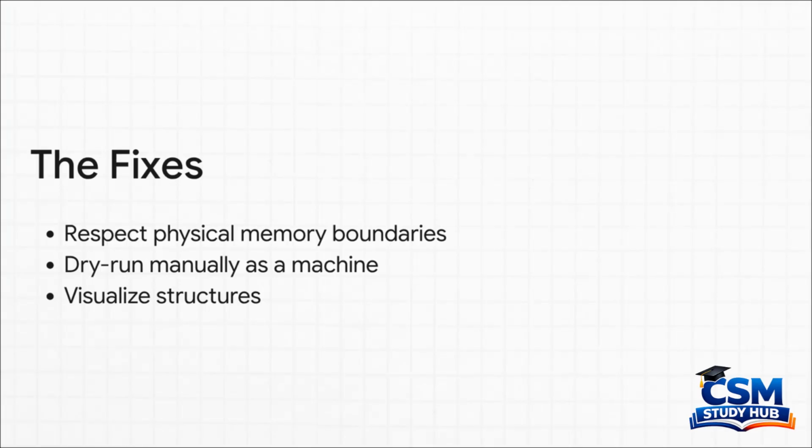Let's bring it all together to save those internal marks. First, respect your physical memory boundaries, especially in C. Don't go walking off the edge of your array into garbage data. Second, dry run your code manually like a dumb machine. Do not let your brain autocorrect your typos. And third, always attach real-world models to abstract concepts, like that tennis ball can. That is how you go from a stressed-out student to a pro problem solver.